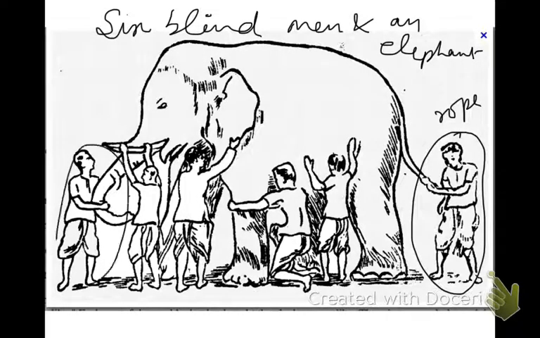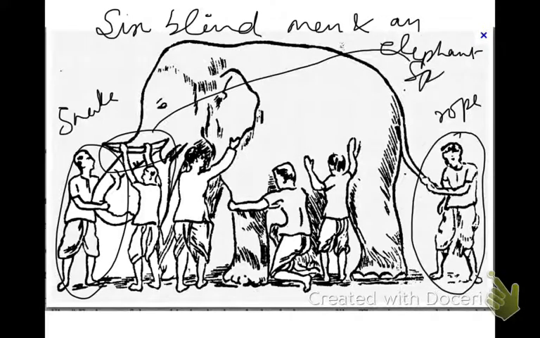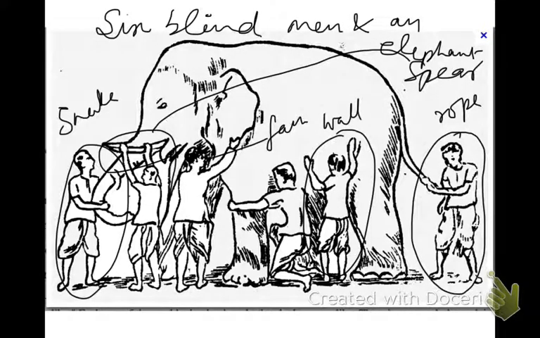The man who was near the trunk thought it was a snake. The man who was near the tusk thought it was a spear. The man who was near the ears thought it was a fan. The man who was near the body of the elephant thought it was a wall. The man who was near the foot of the elephant thought it was a pillar. So you see, all of these men are looking at the same creature. It is right there in front of them, but they are looking only at a part of it.